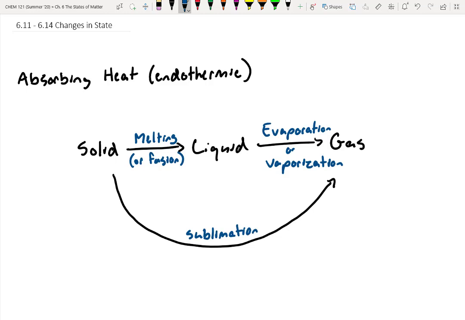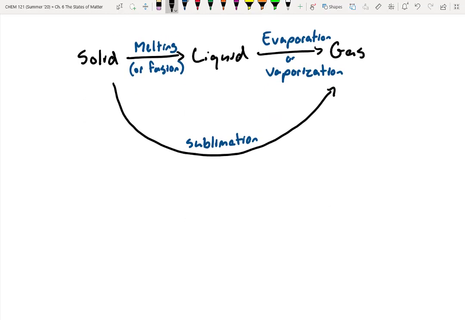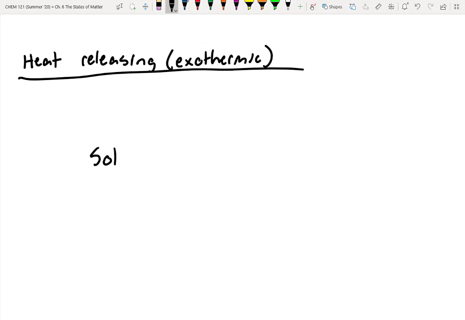All right, so these are the three phase change processes for absorbing heat up here. So let's go ahead and think about the opposite. Let's imagine the same thing, but this time we're going to be releasing heat. And this is going to be our exothermic pathways. Okay, so we're still going to have the same states. So I'm going to just put solid over here, and I'll put liquid in the middle, and I'll put gas over here. But let's imagine the reverse processes, right?